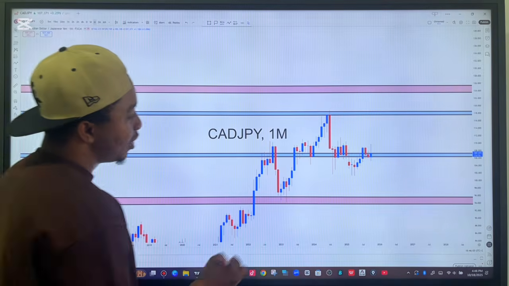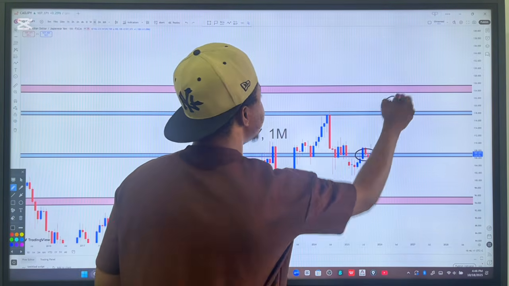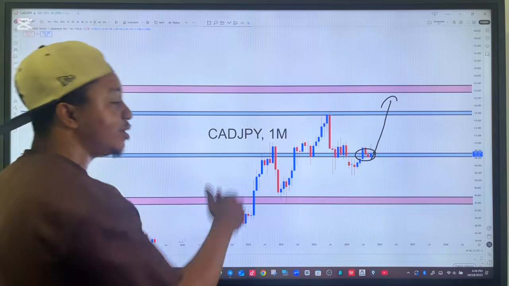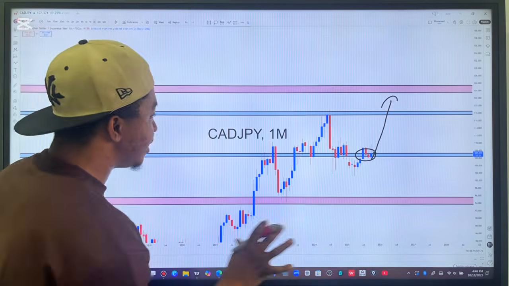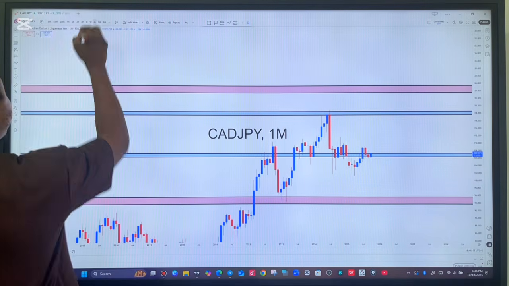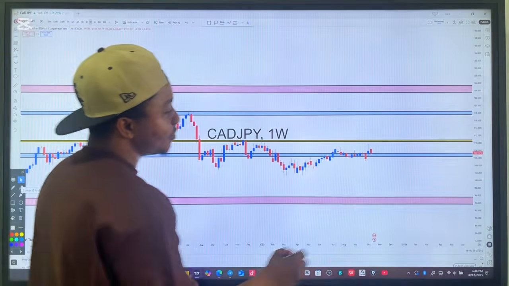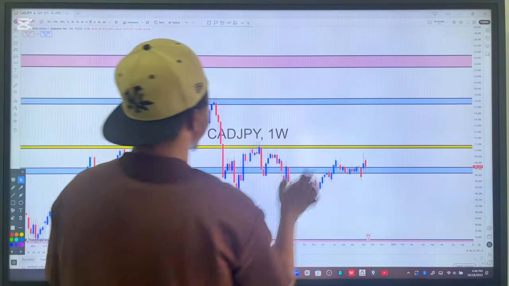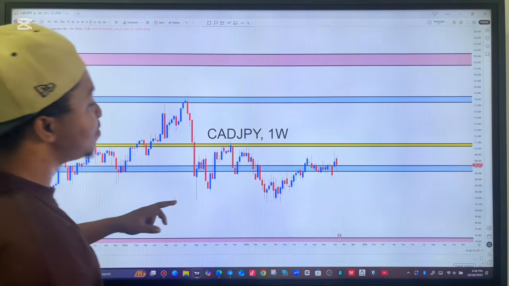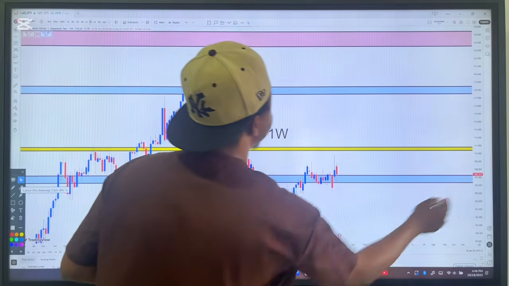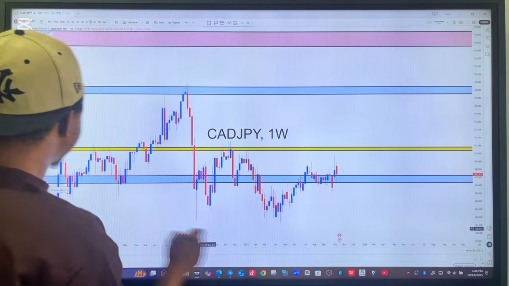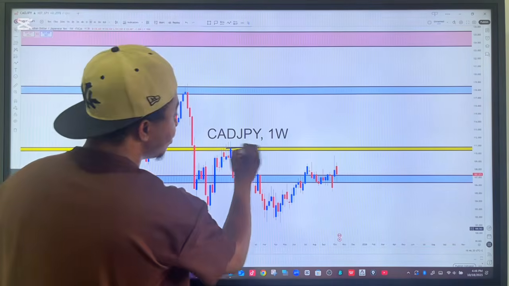So on CAD JPY, we are looking for buying opportunities to the upside. But how do we pick the buys to the upside? Let's consult the weekly for more clues. Alright, so CAD JPY onto the weekly time frame. This is the weekly time frame of CAD JPY. Now, let's put meaning into the weekly. If you look closely, we have the weekly mid-range.